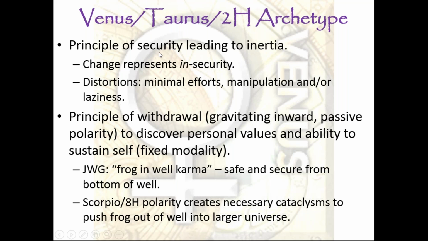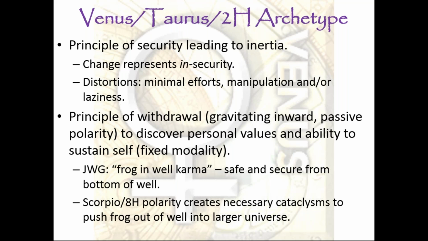Along with that principle of wanting to be secure and safe, the Taurus second house side of Venus is also that principle of withdrawal. Again, wanting to turn inward, passive polarity. This is a natural reflection from Aries to Taurus. Aries is initiating that birth moment, and Taurus is bringing in then how do I survive? When we go within, though, we are also about discovering what is of value to us, survival and personal. And again, what do we do to sustain ourselves, to survive, that fixed modality?